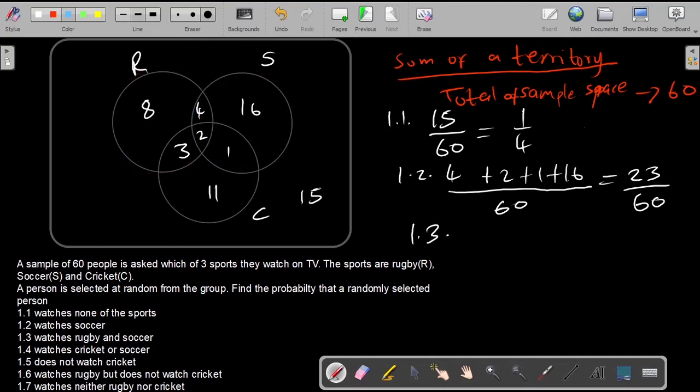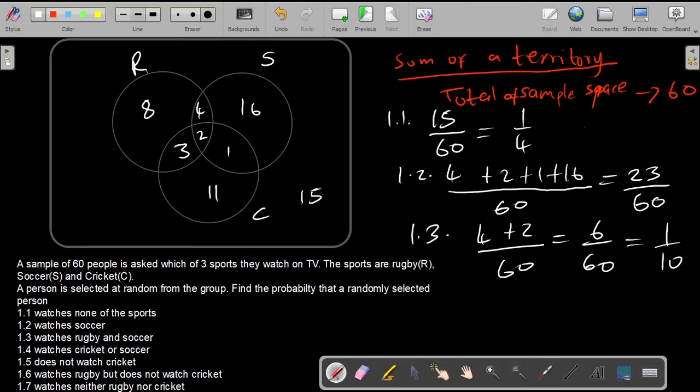I'll say this over and over again: always look out for the term only. We weren't told to look for people who watch rugby and soccer only. Otherwise, we would have gone for this portion only, that intersection only. So include both of these, and we're therefore going to have 4 plus 2 divided by the total of the sample space, which is 6 over 60. Simplified, we have 1 over 10.